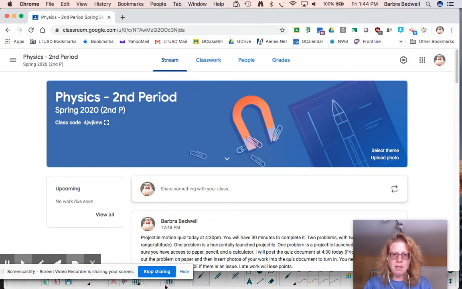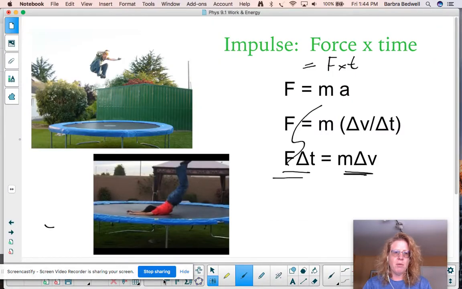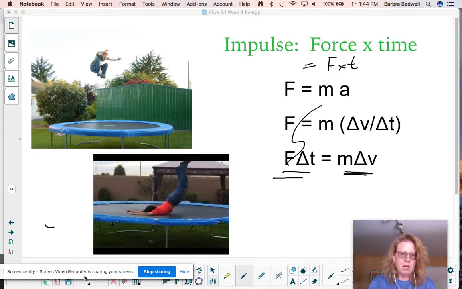Whoops, lost it. Get for randomly poking things on my screen. Come on here. Let's go to the next screen.